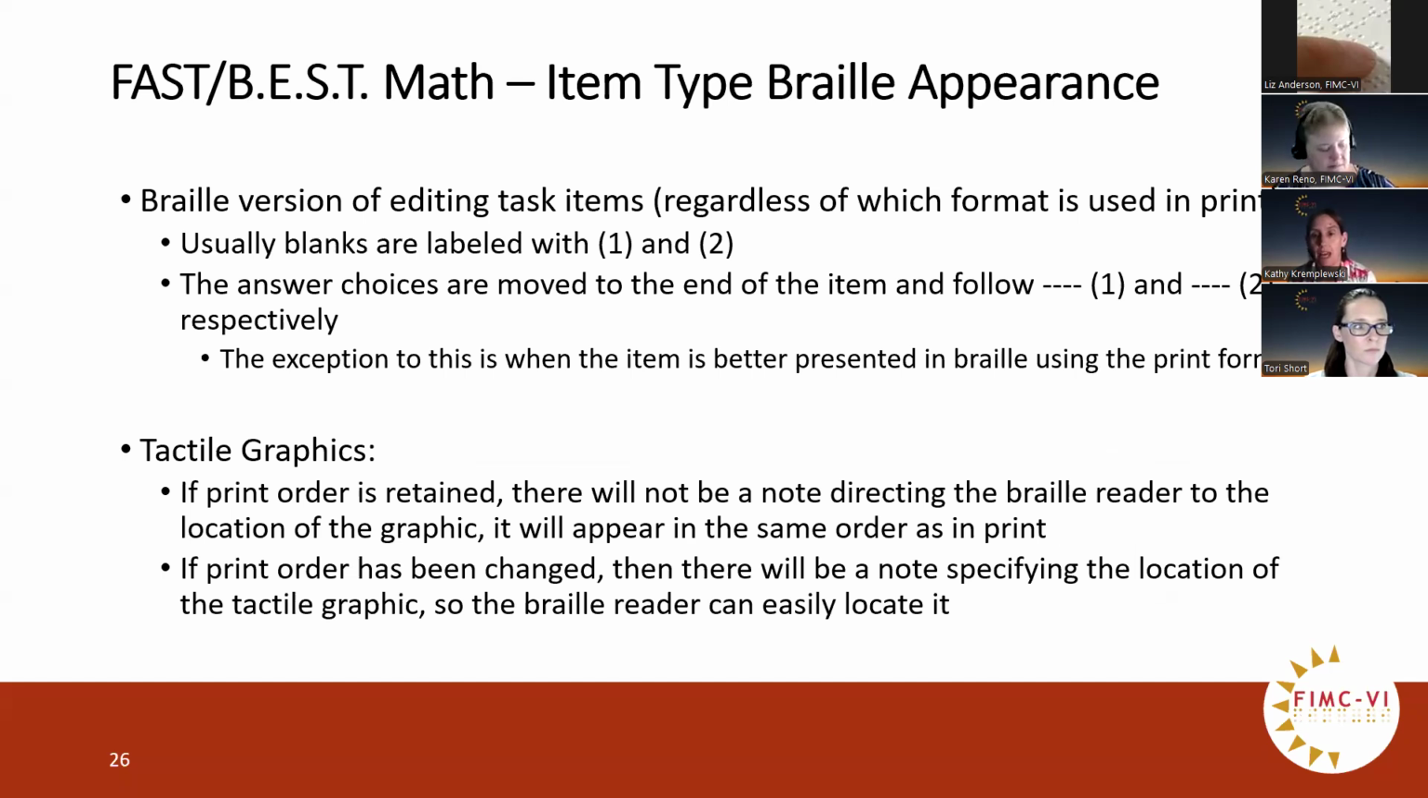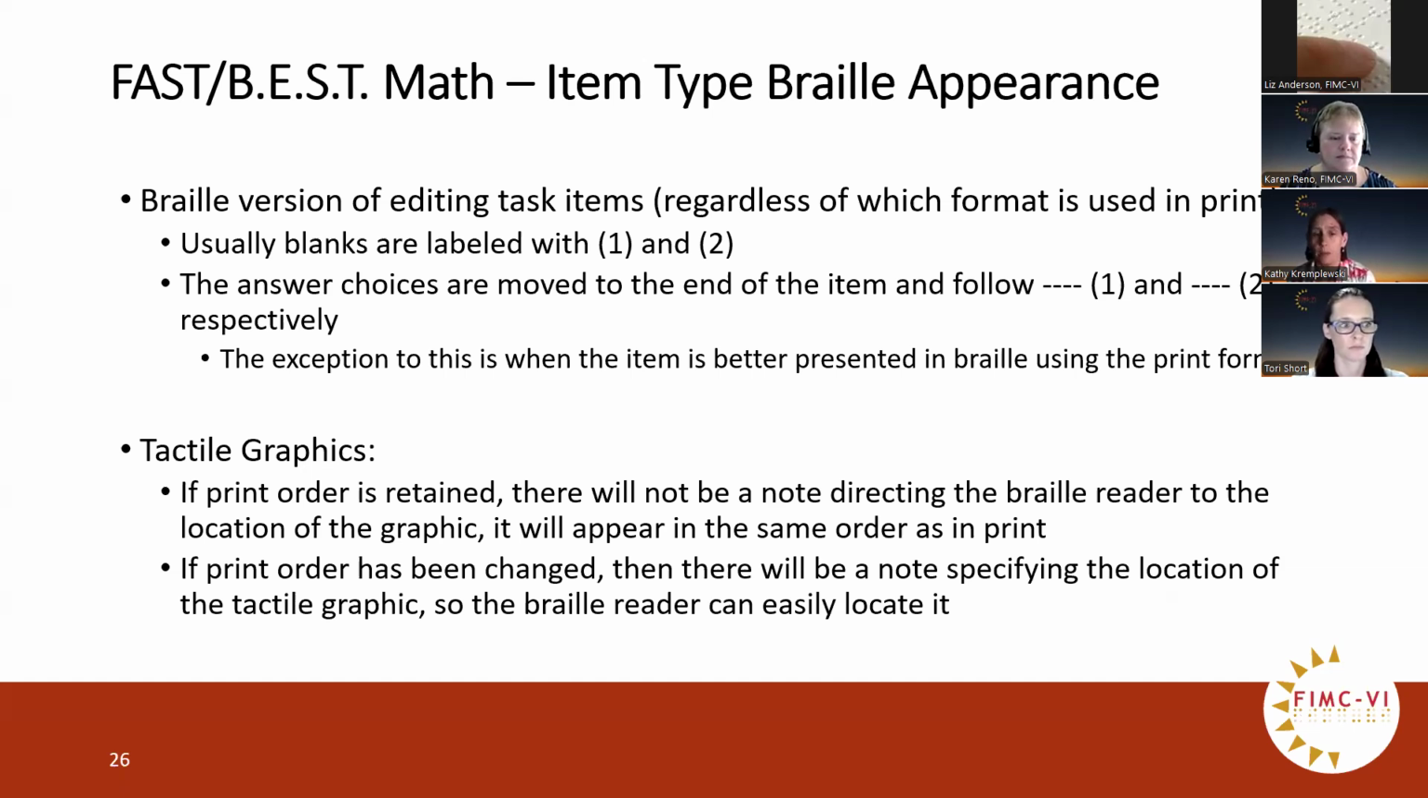For FAST BEST math, the item type Braille appearance: the Braille version of editing task items, regardless of how it looks in print, is usually going to be labeled blanks, and they'll be labeled with 1 in parentheses, 2 in parentheses, and so on. The answer choices are moved to the end of the item and follow a repeated blank labeled with 1 or blank labeled with 2, respectively. Now, the exception to this is when the item is better presented in Braille using the print format.